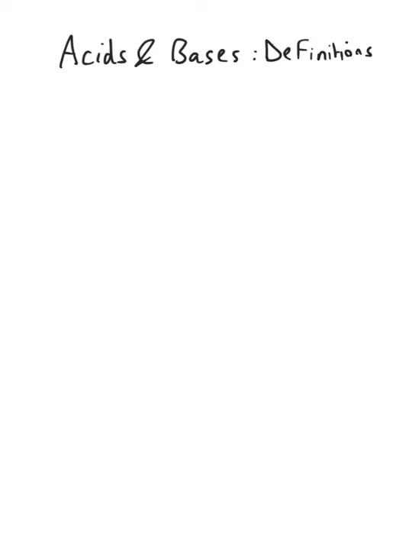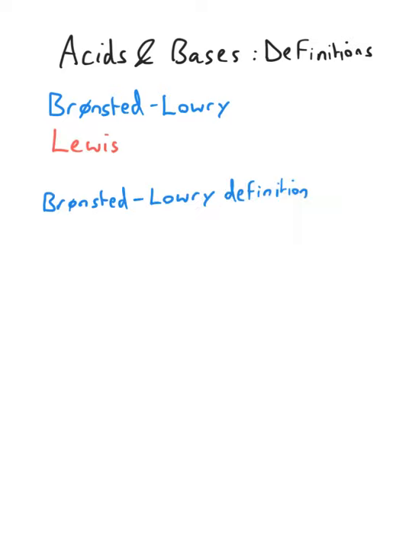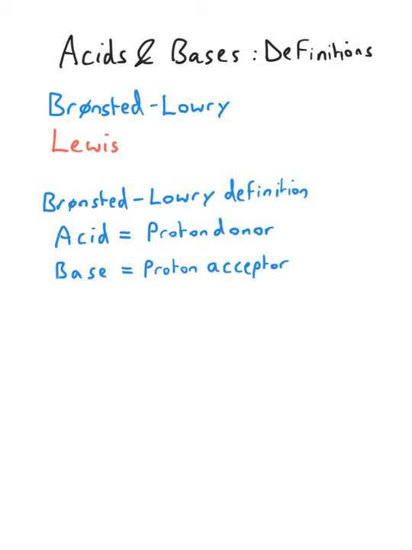This video is about the definitions of acids and bases. There are two broad definitions for acids and bases that are used in organic chemistry: the Brønsted-Lowry definition and the Lewis definition. According to the Brønsted-Lowry definition, an acid is a proton donor and a base is a proton acceptor.